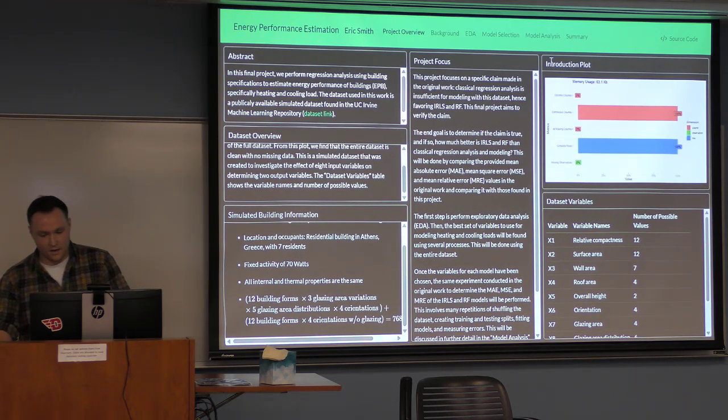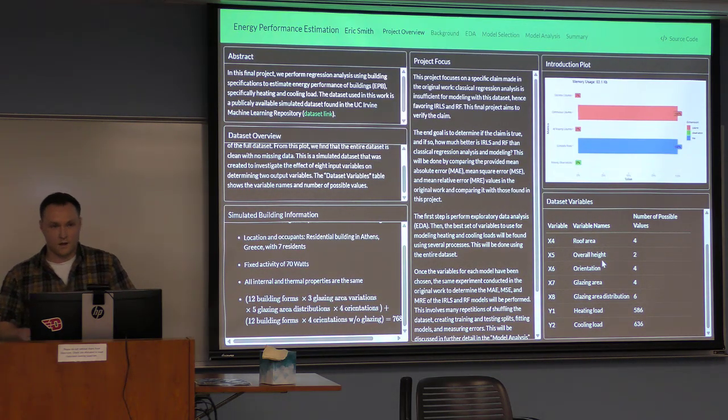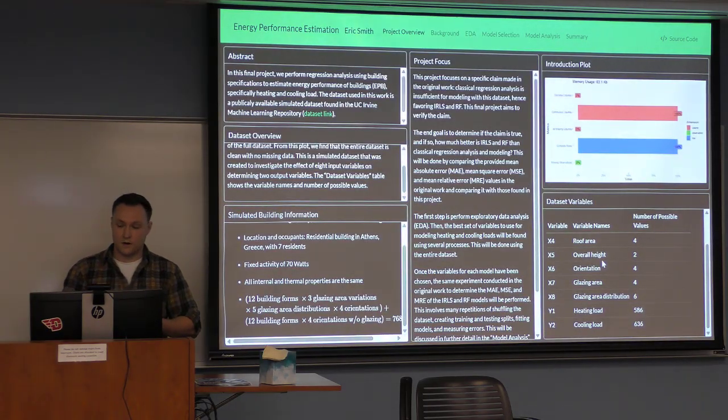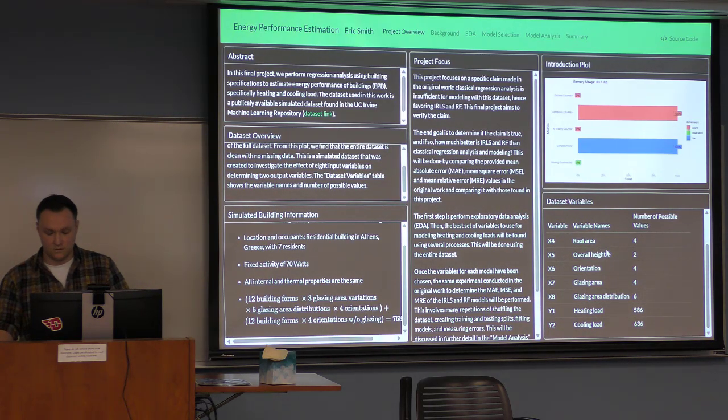And so, top right, I just have an intro plot, just to make sure that it's clean, it looks good. And then in the bottom right, I have all of the variables that I'm using. So, like I said, there's 8 predictors and there's 2 response variables. And so, in this project, I'm creating 2 models, one to estimate heating load, one to estimate the cooling load, and then I'm going to compare the error metrics I'm using: mean average error, mean square error, and mean average error. In the original work, they report those for the models that they use, so then I get my own results using the same experiment that they used, and I compare my error metrics.